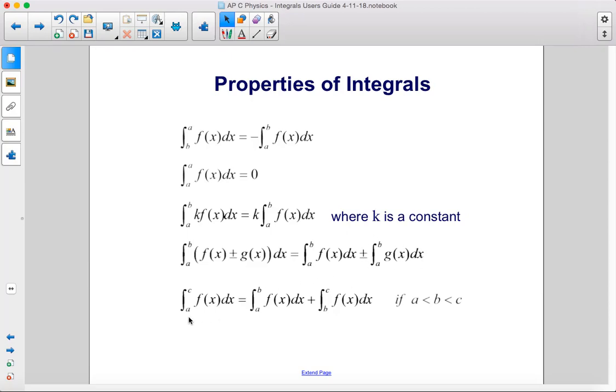And finally, we have the integral from a to c of f of x dx equals the integral from a to b plus the integral from b to c, as long as a is less than b is less than c.